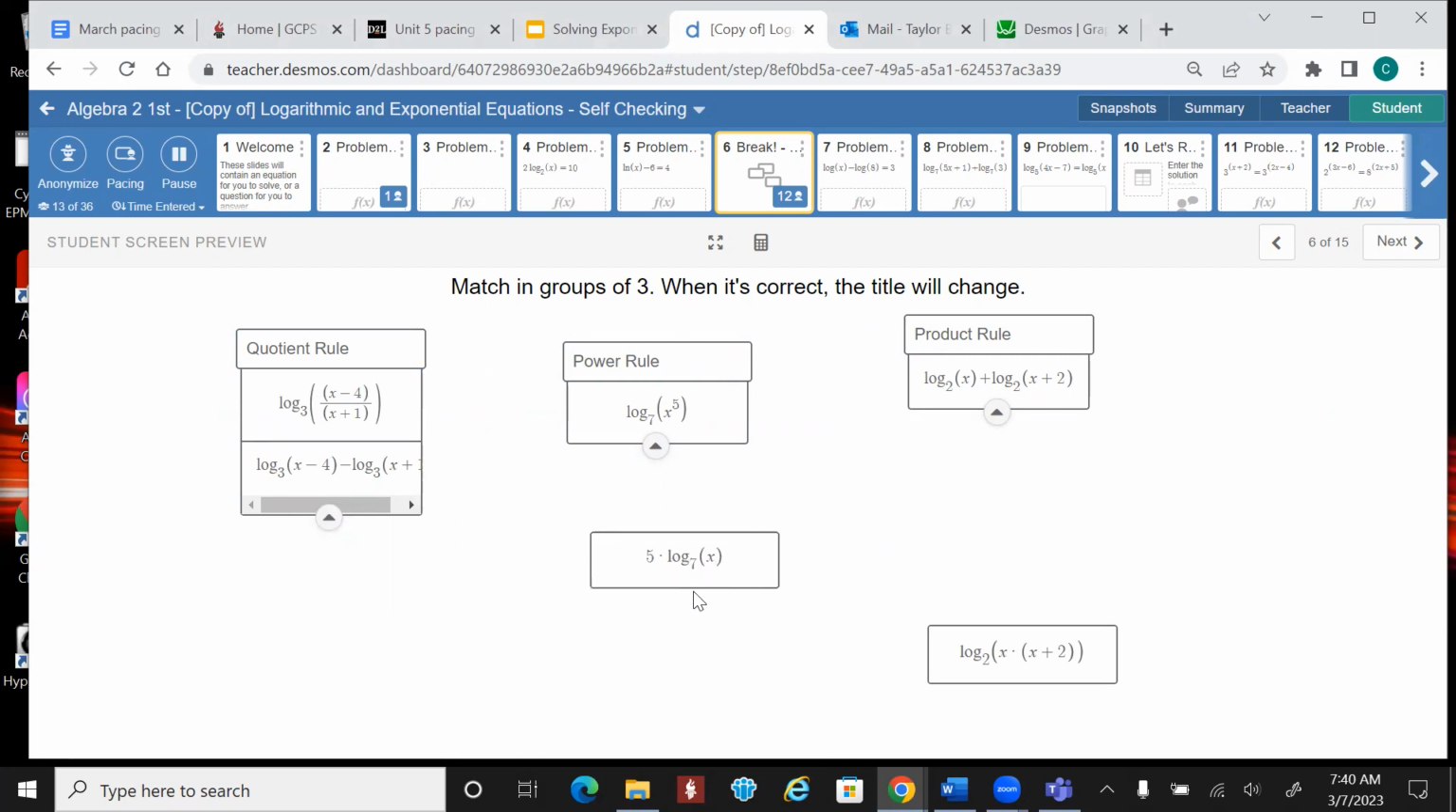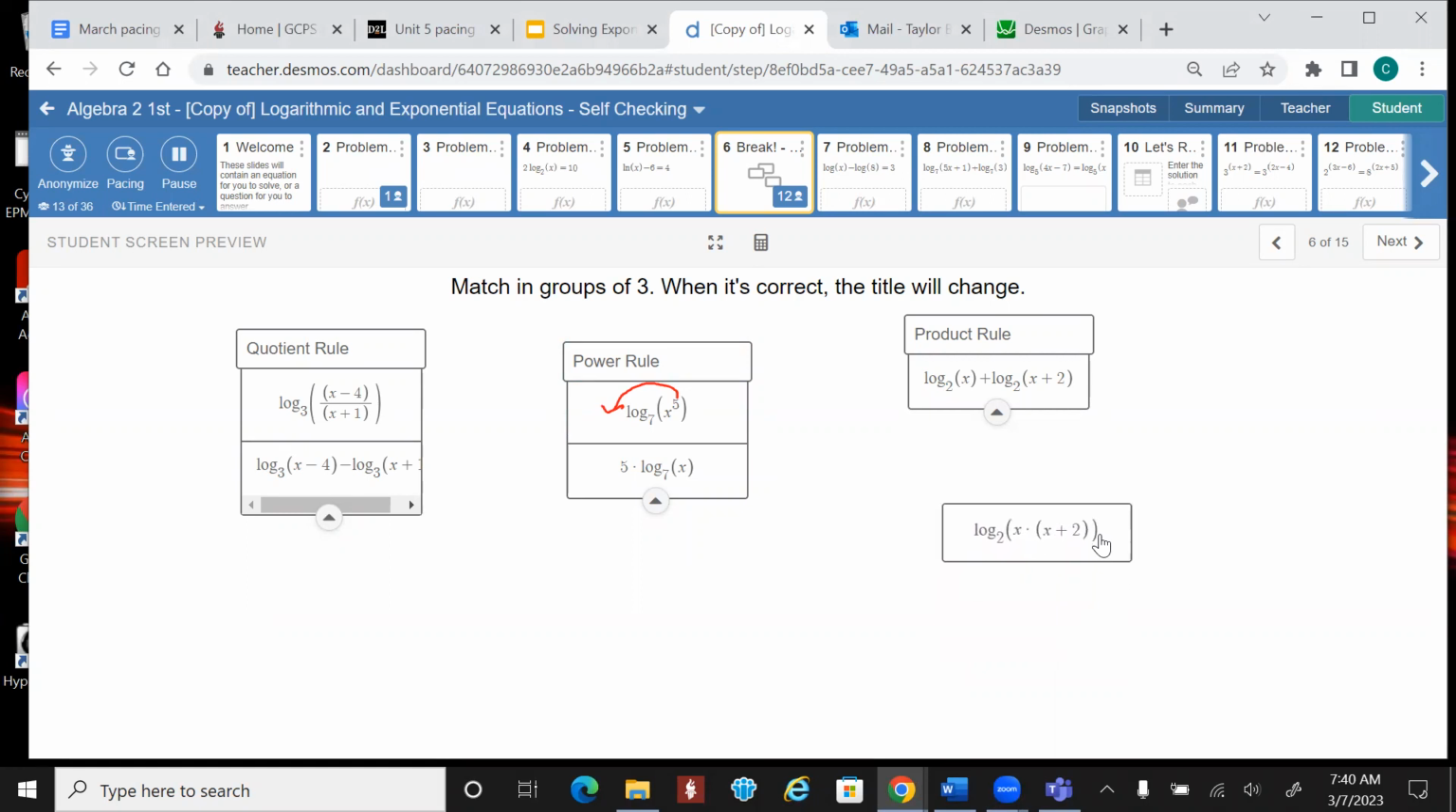What about this one? Not product. It's going to be power. This one we often forget, but if you have an exponent, you can also pull it out to the front as well. Okay, so this one's going to be power rule. And what about this last one?